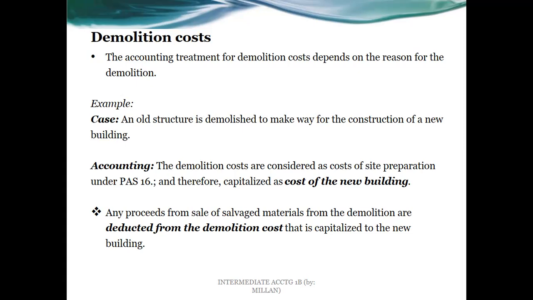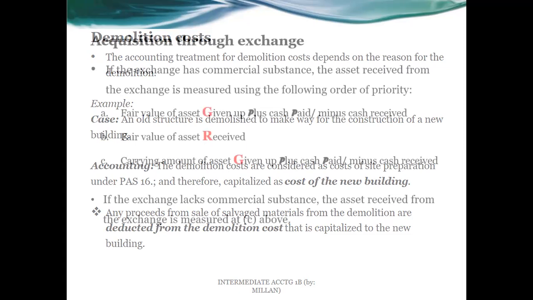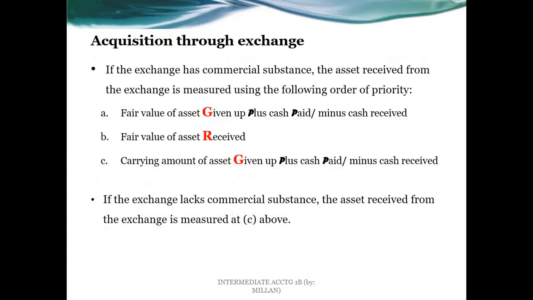So for example, we demolished the building and we get some scrap materials, we sell such and we get proceeds. In that case, that will be deducted from the demolition cost and will be part of the cost of the new building. Next, if we acquire through exchange, there are also some things that we have to take note. So actually, there are two situations here.